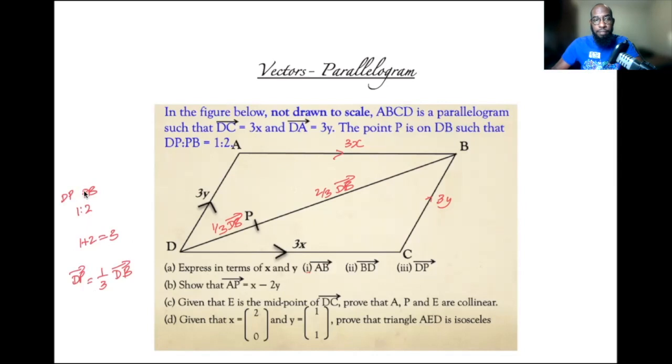And similarly, PB is equal to 2 out of the total, which is 3, multiplied by the length of the entire line DB. This is just to help you understand where I got this from. Let's continue.